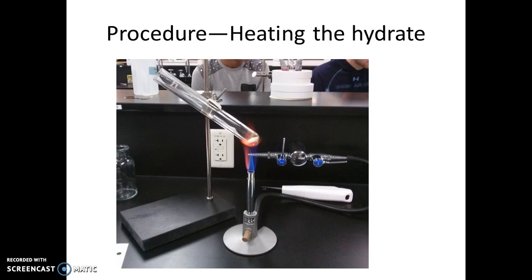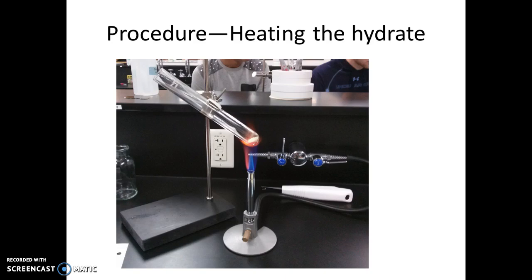The black stand that's holding your ignition tube is called a ring stand, and you'll find that in the cabinet underneath the sink in lab. The clamp is going to be in a plastic bin at the front of the lab room, and the clamp has a fire-resistant cloth that helps grip the ignition tube. So that's what you'll be using to hold your ignition tube.